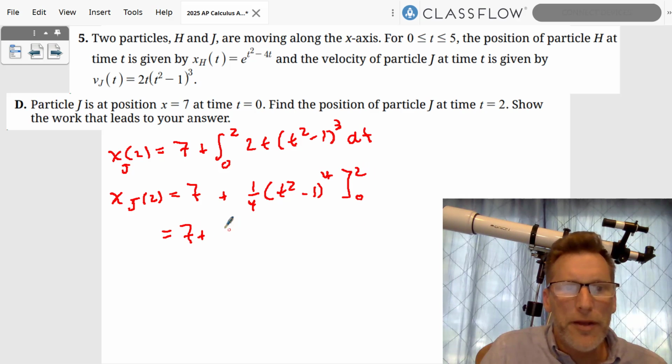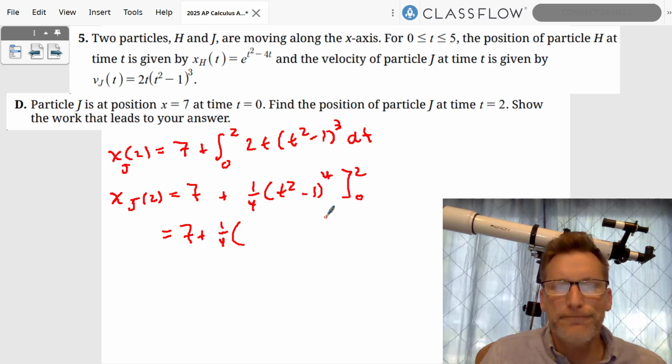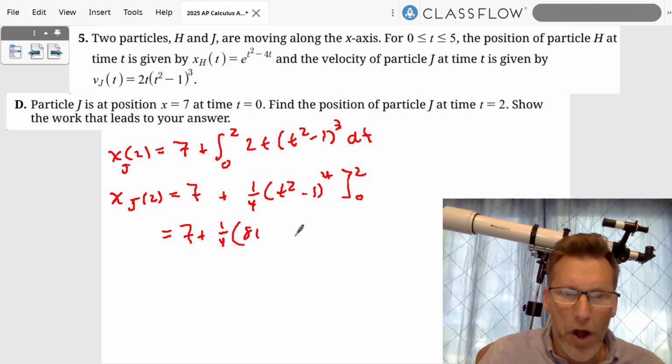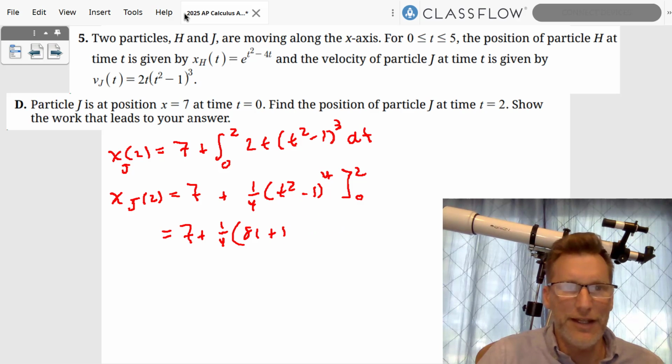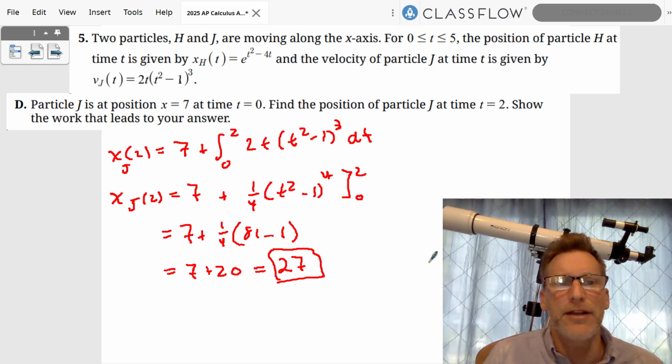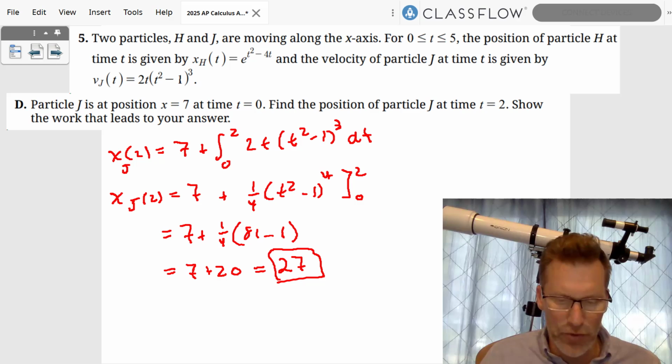This is going to be a little bit more difficult of a substitution. We're going to put in the 2 first. 2 squared is 4, 4 minus 1 is 3, 3 to the 4th power is 81. We're going to put in the 0. 0 squared is 0, minus 1 is negative 1, negative 1 to the 4th power is 1. We're going to do 81 minus the second value, which is positive 1. So 81 minus 1 is 80, divided by 4 is 20, which leaves us with a position of 27 for particle J at time equals 2.